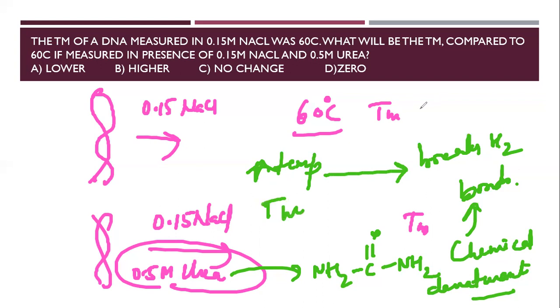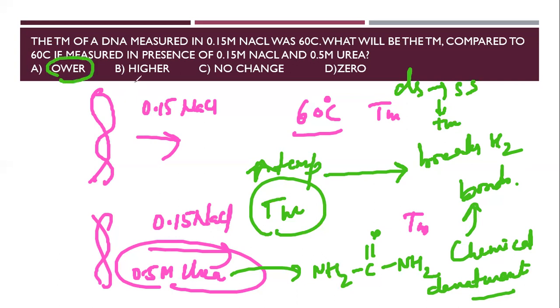Tm means what? Melting temperature, right? From double stranded reaching single stranded. That temperature is called Tm, correct? So what will happen to Tm now? Already urea has denatured the hydrogen bonds. Whether it will increase or decrease, or there will be no change, or it will become zero. What will happen to the Tm now? Decrease. Very good. It is going to be lower because maximum hydrogen bonds have already been broken by the chemical denaturant, urea. So the temperature required to reach the melting temperature will be lowered or decreased. Good.